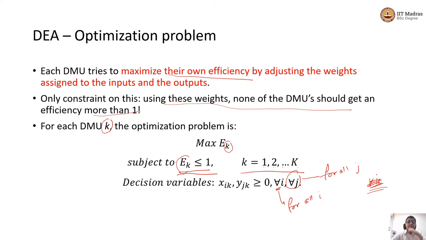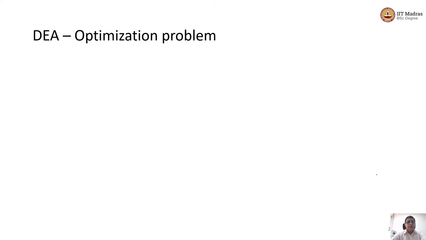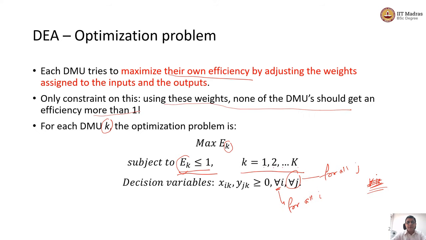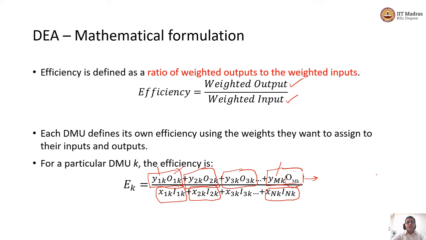Now, what are the complexities of this optimization problem? Did you notice this optimization problem carefully? What is the objective function? Objective function is EK. Now, what is EK? This is my EK. What are my decision variables? My decision variables are X and Y's.